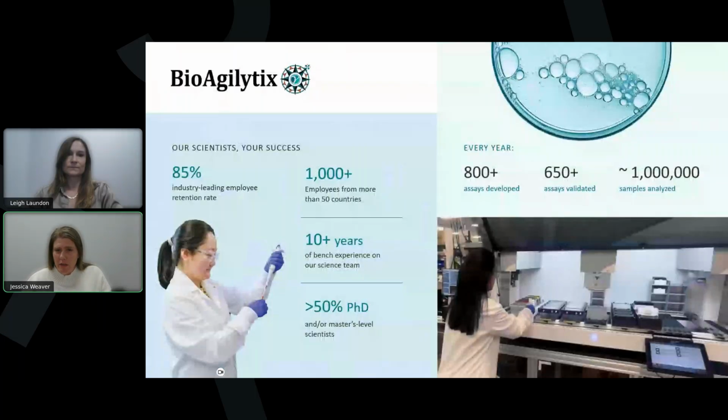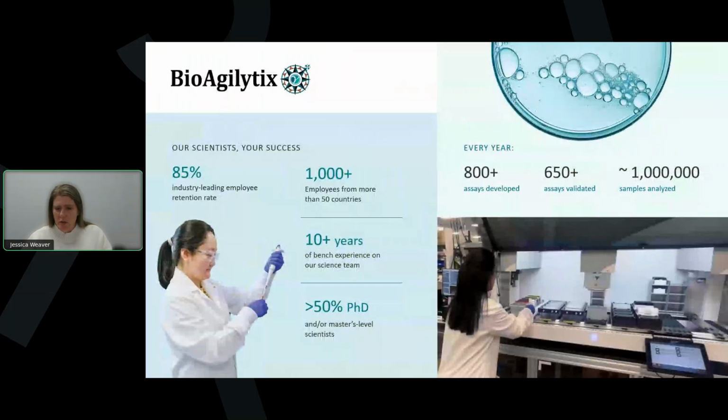Bioagilytics is a comprehensive CRO. We're leading the industry in many statistics. Our scientists are our IP, and over half of the company holds master's degrees or doctoral degrees. We have over 1,100 employees to date globally, and that workforce annually supports over 800 assays to be developed, as well as processing over 1 million samples in a year.